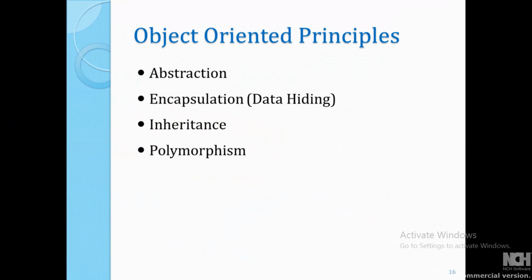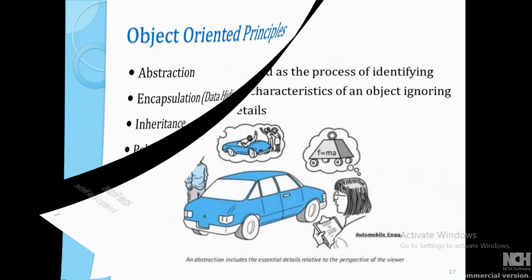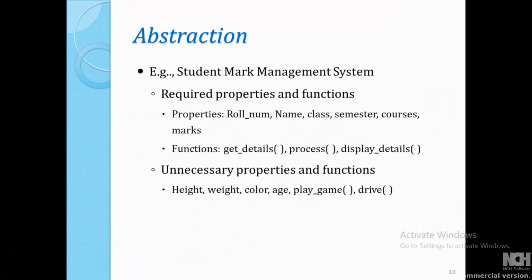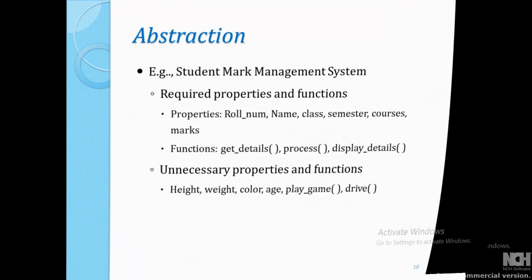Object-oriented principles. There are four fundamental principles of object orientation. They are abstraction, encapsulation, inheritance, and polymorphism. Let us briefly understand each one. Abstraction. Abstraction means focusing only on relevant information while ignoring unnecessary details. For example, in a student mark management system, details such as roll number, courses, and marks are important, whereas height, weight, and hobbies are generally not required.